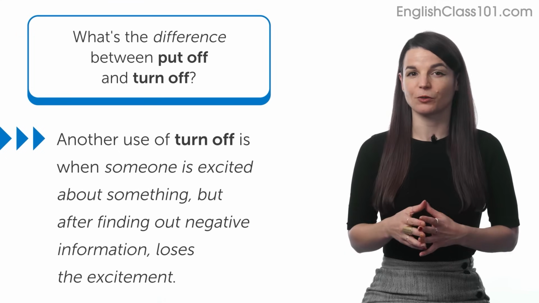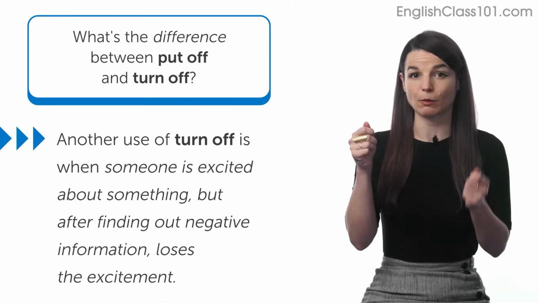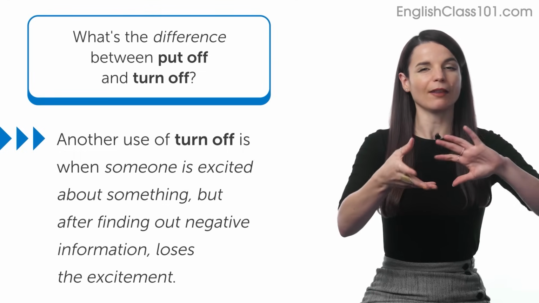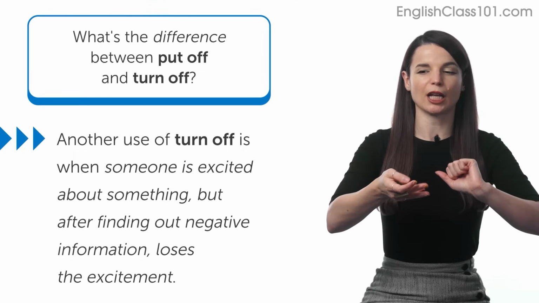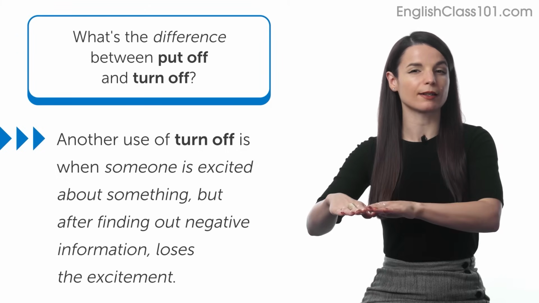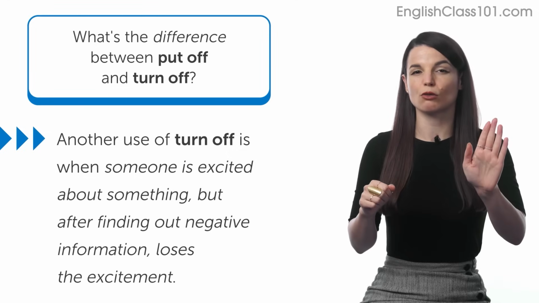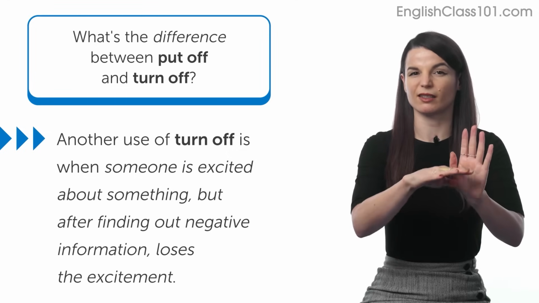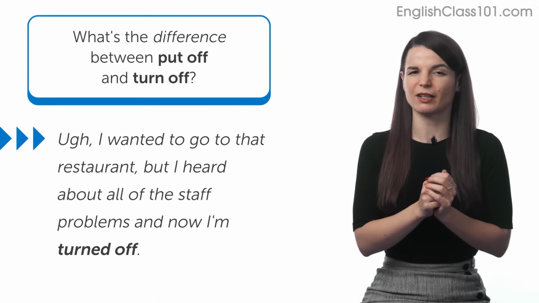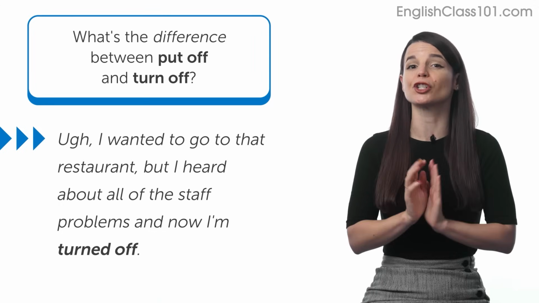There's another situation in which we use turn off. It's a little less common than the power down turn off, but it's when we're excited about something and then we learn some new information or we hear some news and we are no longer as excited about that thing. So for example, if you hear about a great new restaurant but you learn that maybe the staff are all really rude, you might say, oh, I wanted to go to that restaurant but I heard about all of the staff problems and now I'm turned off.